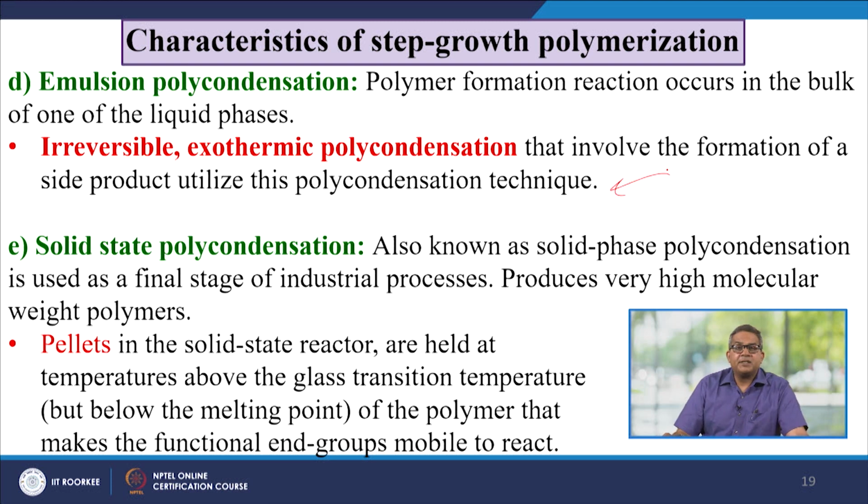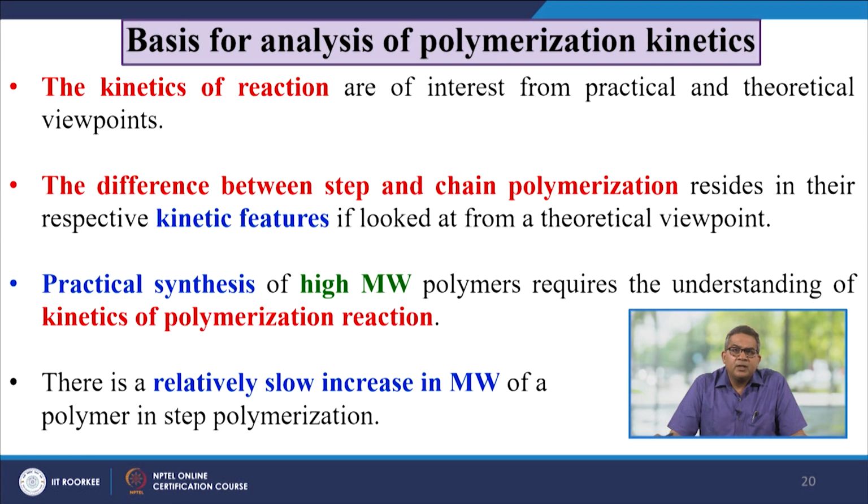Solid state polycondensation. This is used as a final stage of industrial processes, and it produces a very high molecular weight polymer. Pellets in the solid state reactor are held at a temperature above the glass transition temperature but below the melting point. This makes the functional groups and end groups mobile enough to react.